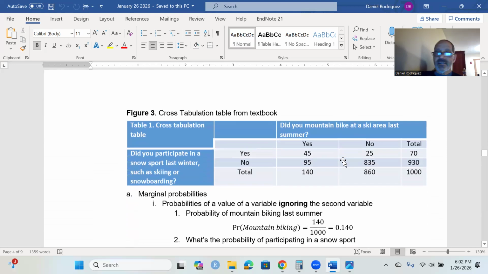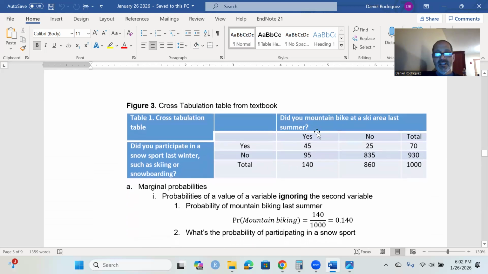Let's look at reading it. So this is just a great introduction into probabilities. And we get a lot of probabilities from reading what we call cross-tabulation tables. These are tables where we have two variables. And in this case, both variables are binary or have two different levels.